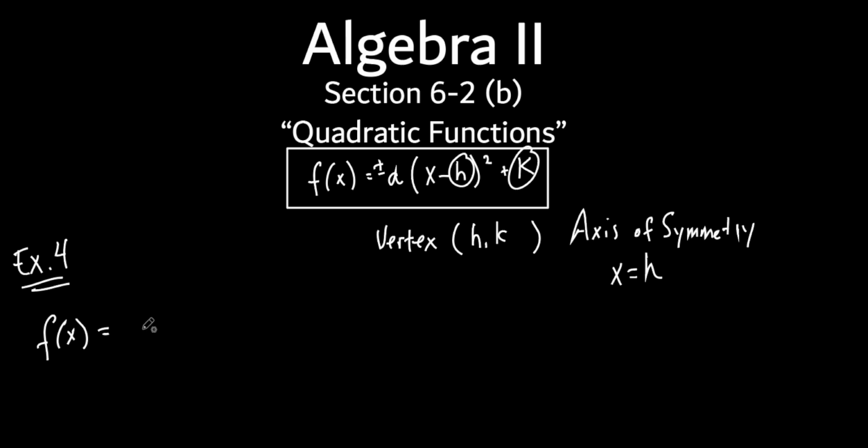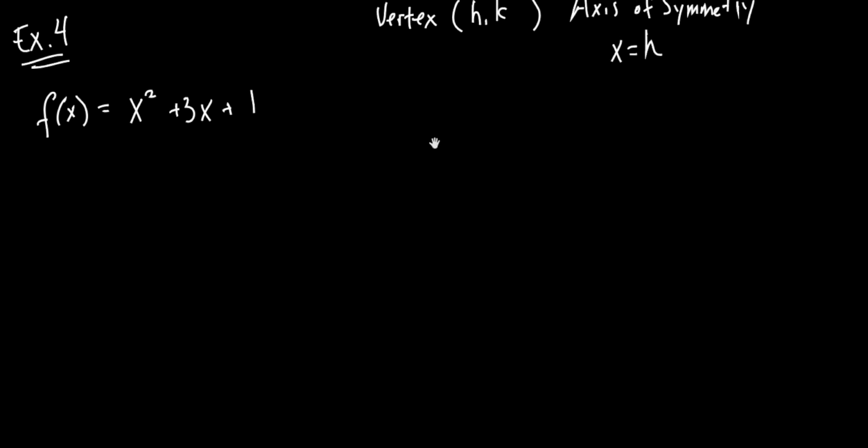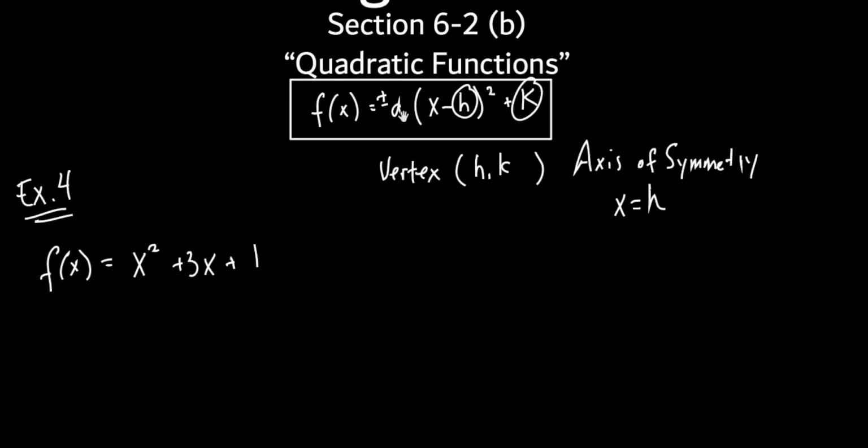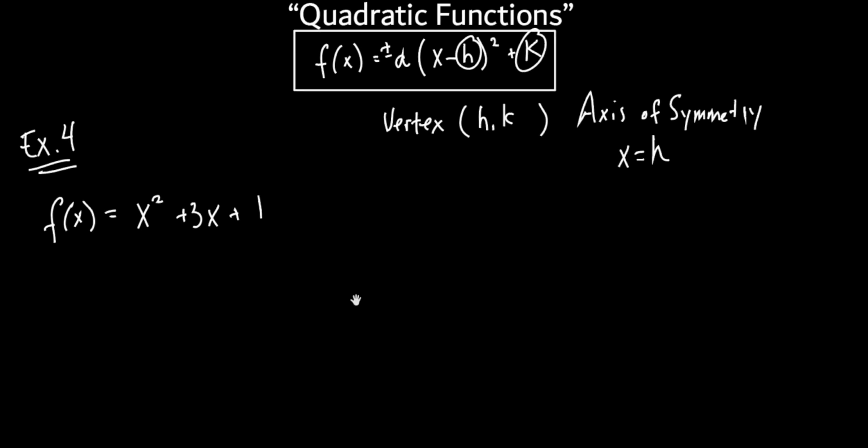f of x equals x squared plus 3x plus 1. All right? Now that looks a little bit different than what that formula gave us. Do you agree? So we could do a couple things. We could change it into that formula. What formula am I talking about? This right here, this function, okay? I want a number out in front. I want this to be a perfect square, and I want a constant out to the right.